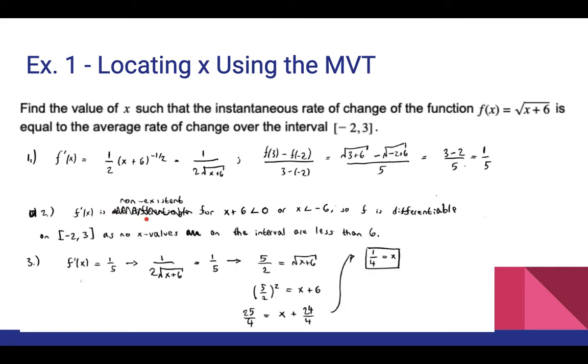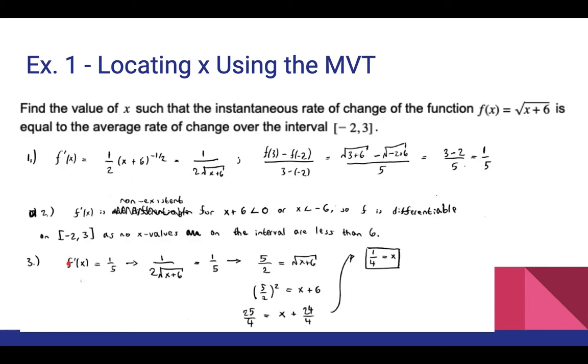We see that f prime of x is going to be non-existent for x + 6 less than 0, or x less than -6. So f is differentiable over the interval of interest, as no x values over the interval of interest are less than -6. AKA f is not differentiable for x less than -6, and no numbers less than -6 are on this interval, if you're able to count.